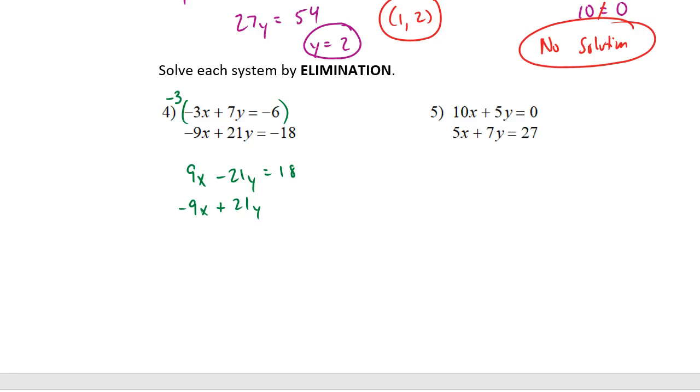So we would have negative 9x plus 21y equals negative 18. Oh, watch what happens. When we add these together, the 9x minus 9x not only eliminates to get 0, but negative 21y plus 21y is also 0. So the left side is 0, and 18 minus 18 is also 0. The fact that everything eliminated, including the numbers, means that this is a situation where we have infinite solutions.